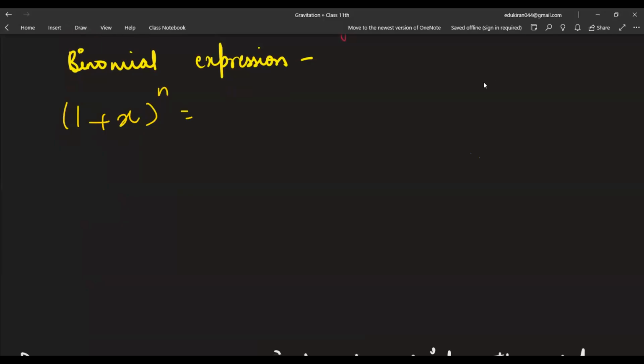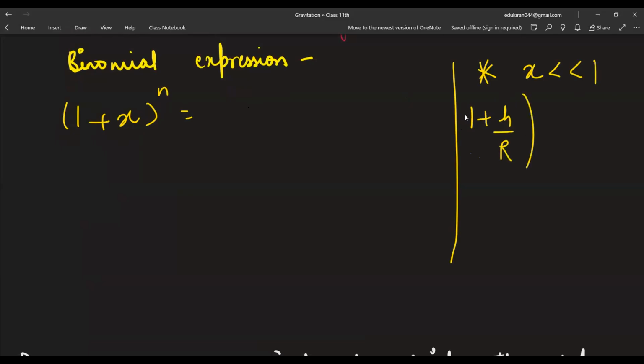So if your x is very much less than 1, we write this as... x has to be very much less than 1. So, 1 plus h by r to the power minus 2. If I bring it in the numerator, it means your x is equal to h by r. So h by r has to be less than 1. This is your n, no? X is h by r. This term was in the denominator, so I have brought it in the numerator. So it is now minus 2. Earlier it was plus 2 in the denominator. In the numerator it is minus 2.